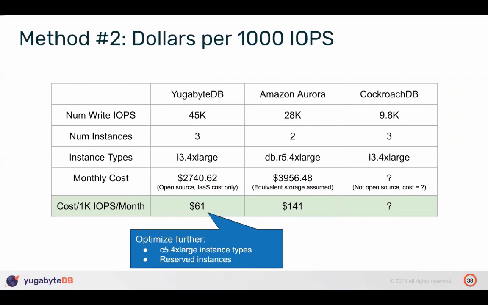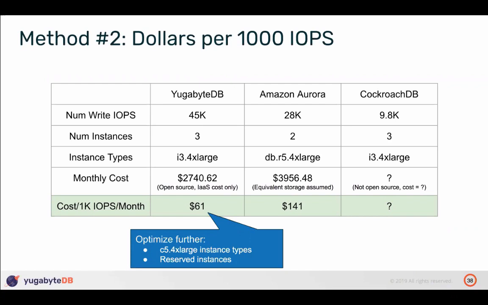Right? And that's just the Amazon IaaS cost. And we're not doing things like reserved instances, et cetera, which drop the cost even further. And it's fully open source, so you have all the enterprise edition available to you. So you should be able to run it with that expense, right? And so that's going to be $61 for every 1,000 IOPS per month.